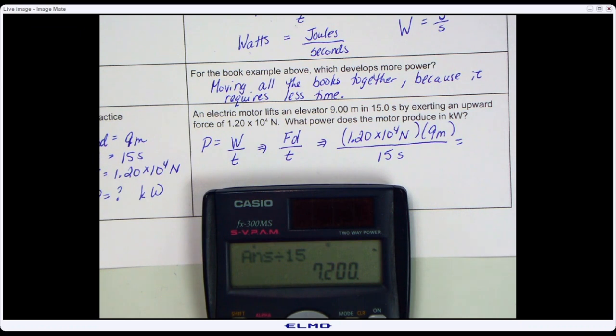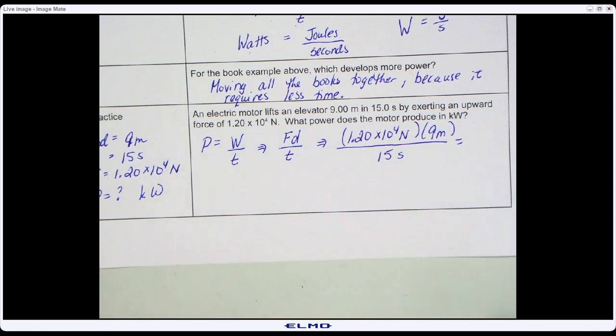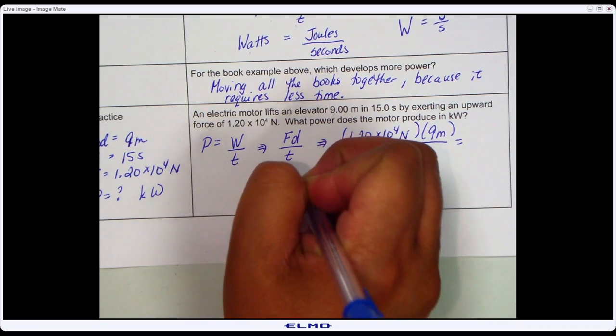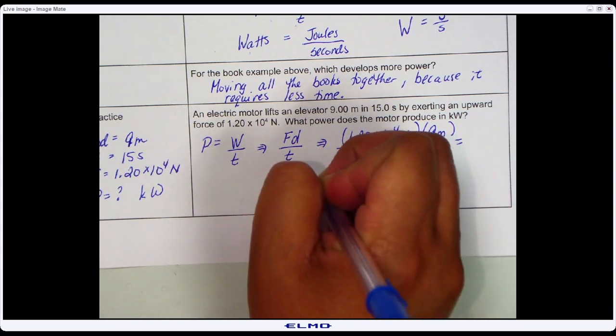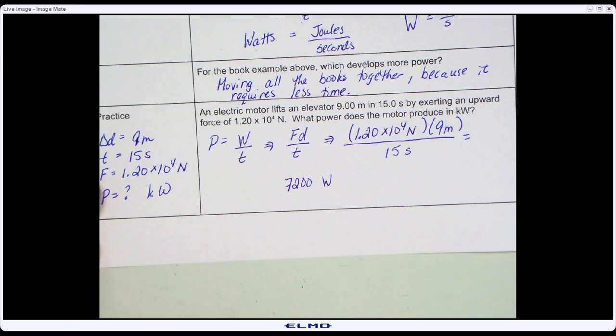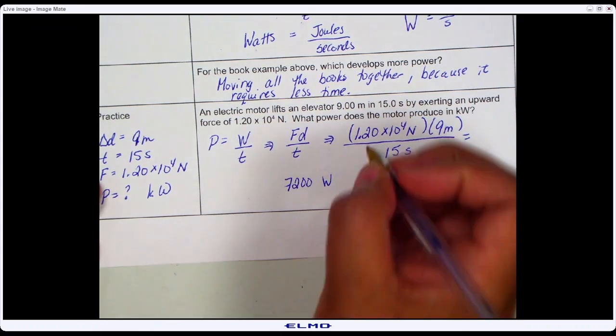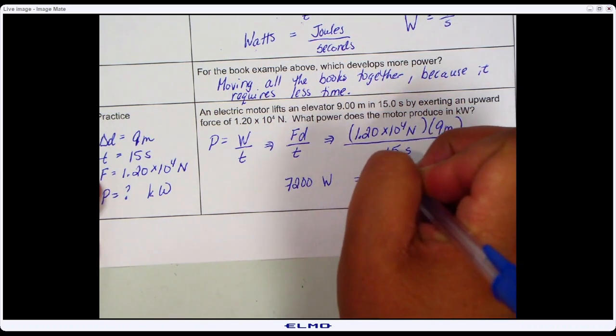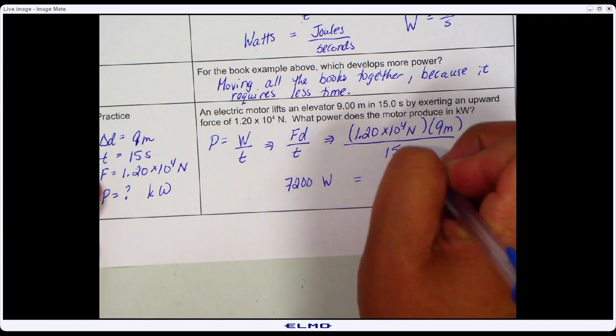joules per second, newton meter over seconds, joules per second, or watts. 7,200 watts. And how do I go from watts to kilowatts? Divide by 1,000. So this becomes 7.2 kilowatts. And don't forget to box your answer.